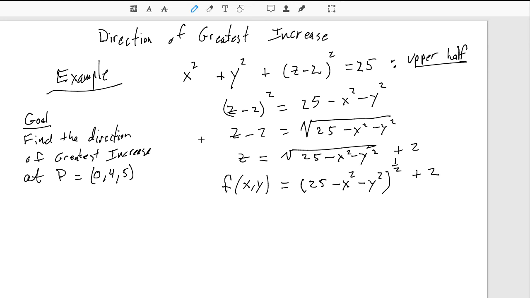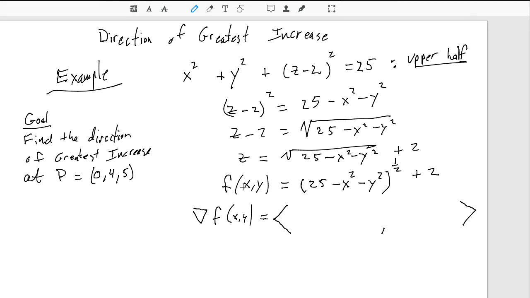Now, there would be a couple of ways we could do this. We could take this and bring everything over to the left and then make it a function of x, y, and z. For this one, I just have this function in x and y. And I think you'll see the gradient a little better here, and the direction of greatest increase a little better. So let's find the gradient of f. I think this is going to be fairly large here.